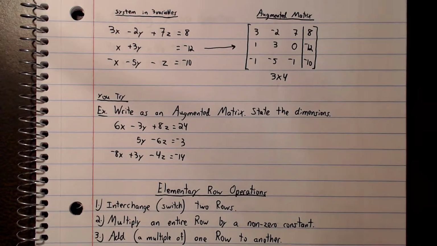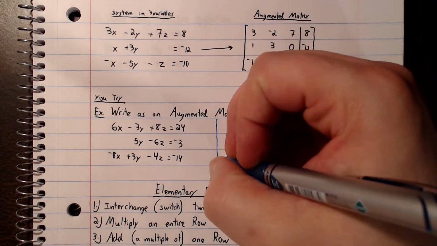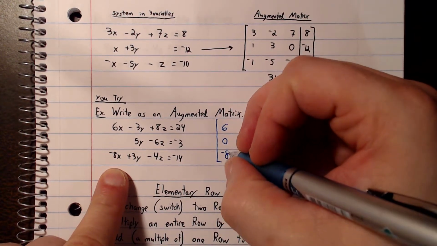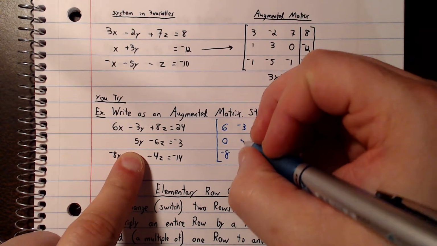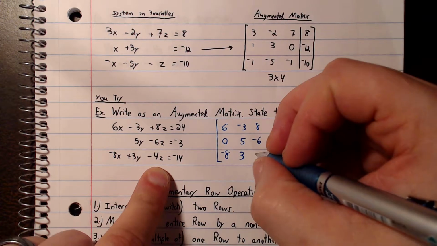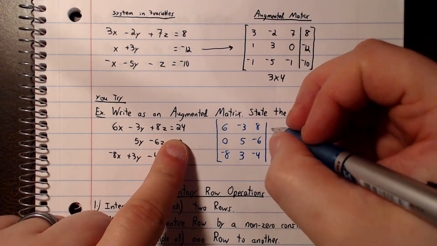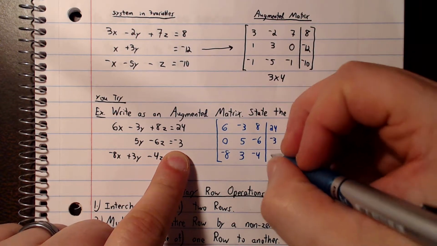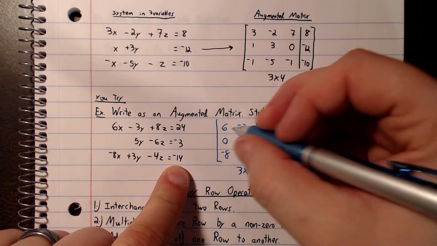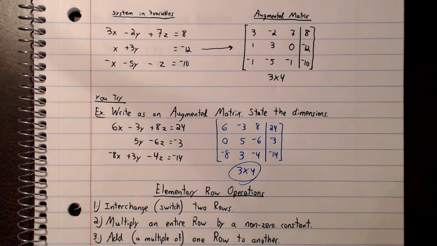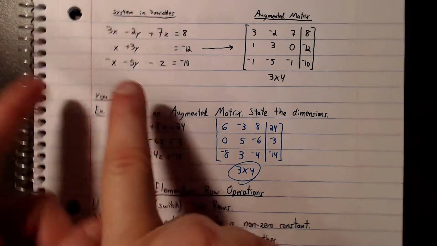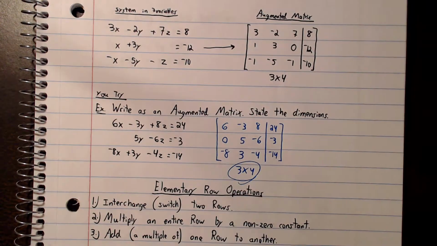All right, let's check out your answer. We have 6, 0, and negative 8, negative 3, 5, 3, 8, negative 6, negative 4, and our solution side would be 24, negative 3, and negative 14. I already knew it was going to be 3 tall, and it looks like it's 4 long, so that's 3 by 4. Pretty easy to write augmented matrices, and it makes sense. We're just rewriting our system as a matrix.